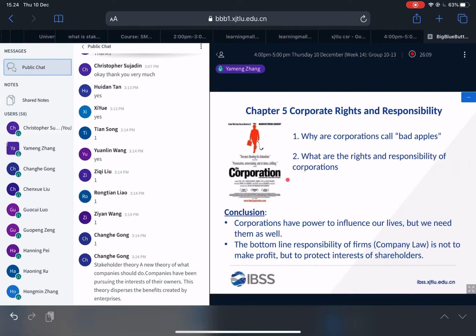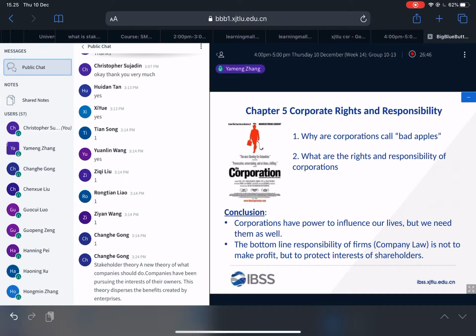They are very powerful in influencing our lives. So corporations should have the responsibility. They should have the awareness to influence our life in a positive way, but not in a self-serving or negative way. And the bottom line responsibility of the firm, at least as recorded in company law, is not to make profit, but to protect the interest of the shareholder. So this is the conclusion for chapter 5.